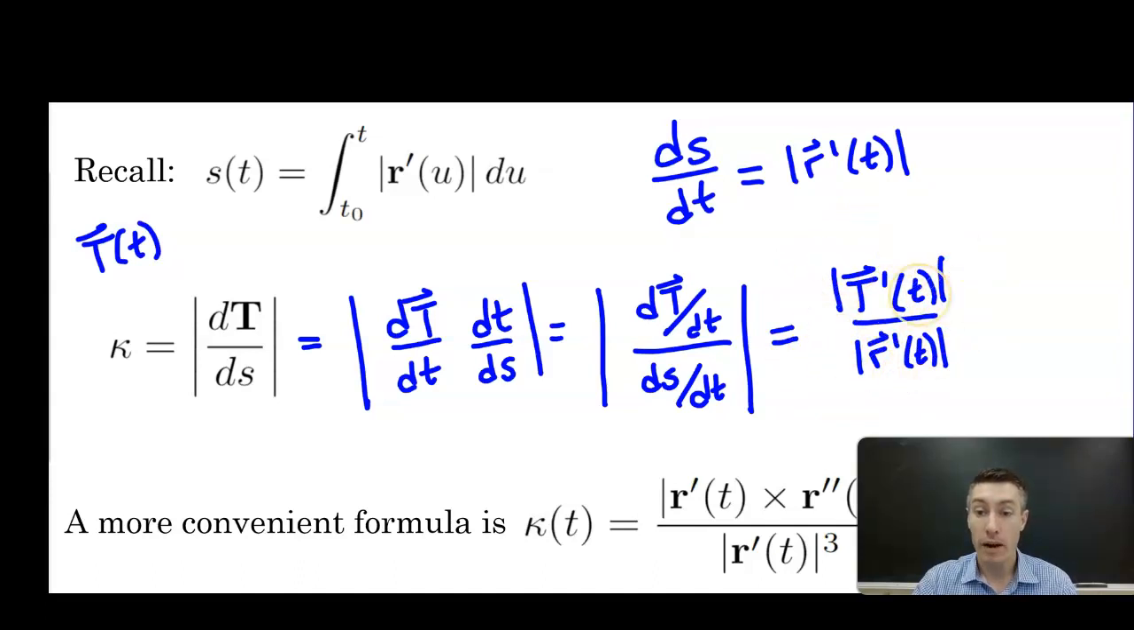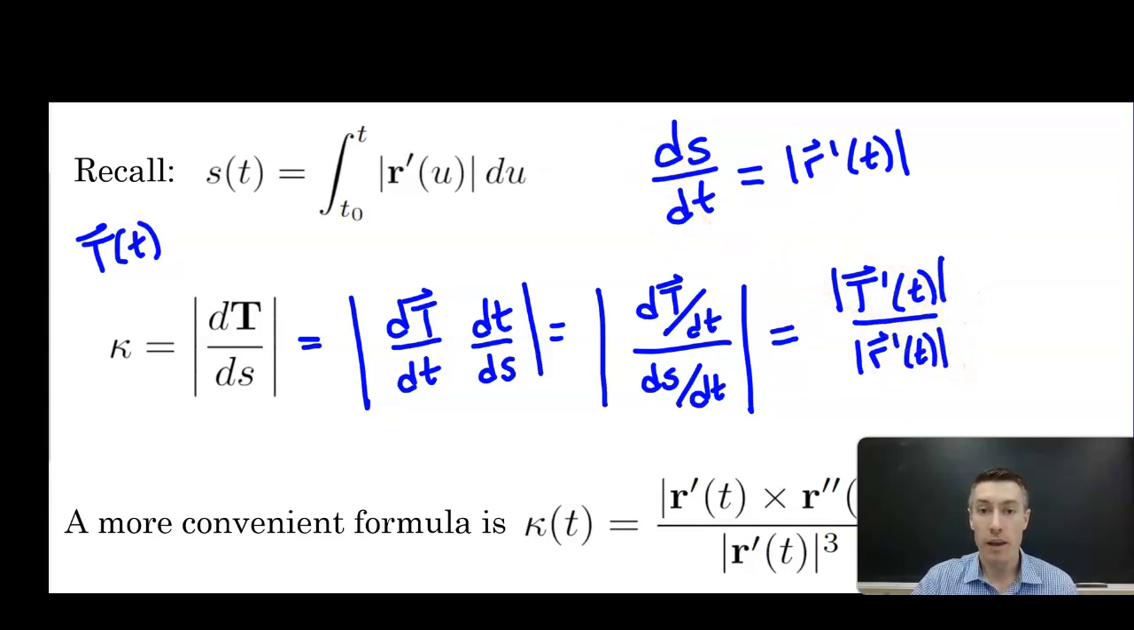So this is better than the original definition of curvature, which was the derivative of the unit tangent with respect to arc length. Now we have it defined as the magnitude of the derivative of the unit tangent vector over the magnitude of r prime of t. So this is helpful. If your unit tangent vector is nice, then this definition can work out pretty easily.